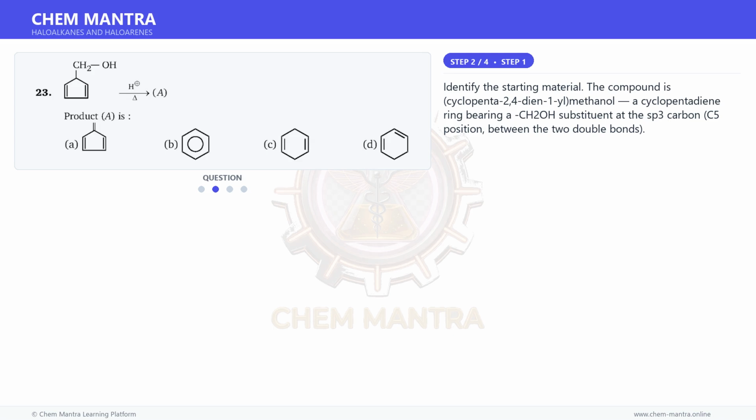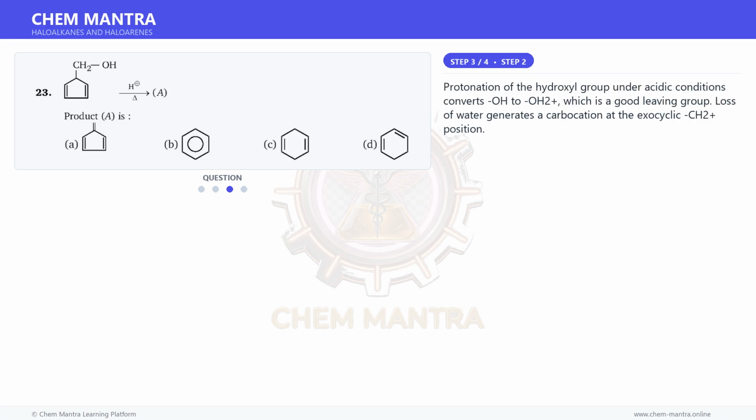Identify the starting material. The compound is cyclopenta-2,4-dien-1-yl methanol, a cyclopentadiene ring bearing a CH2OH substituent at the sp3 carbon C5 position between the two double bonds. Moving on to the next step.